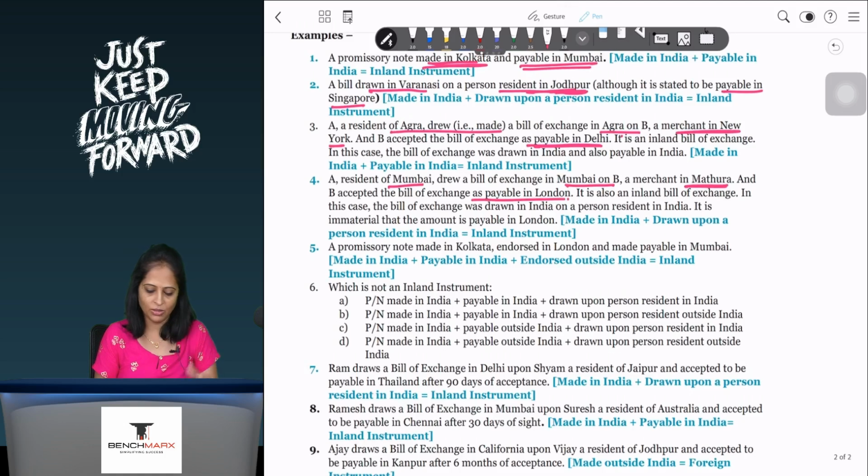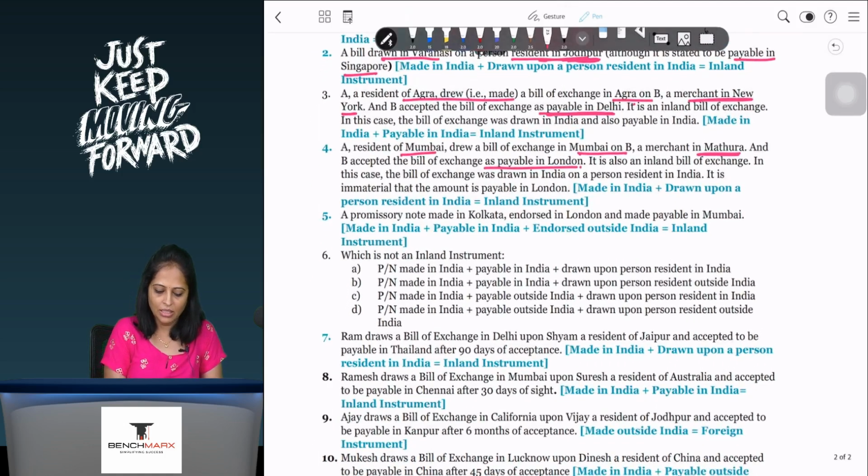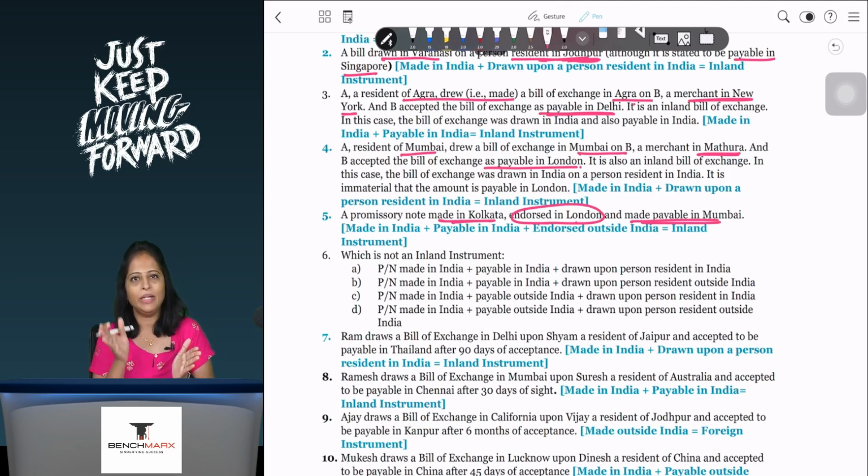Are we getting a hang of the thing? Yes. A promissory note made in Kolkata and endorsed in London, made payable in Mumbai. So, made in India, made payable in India. First condition satisfied. Endorsed in London, wherever outside India, doesn't matter. I said if it's an inland instrument which is endorsed outside India, it will not make it a foreign instrument.